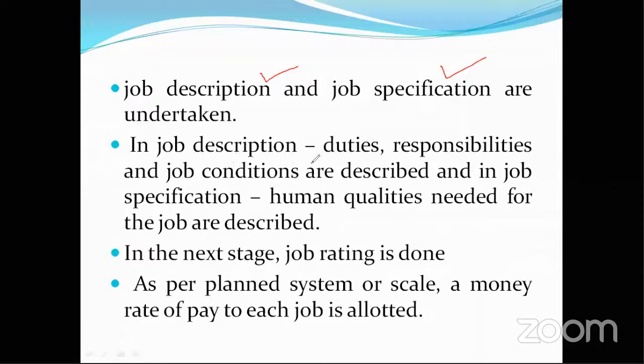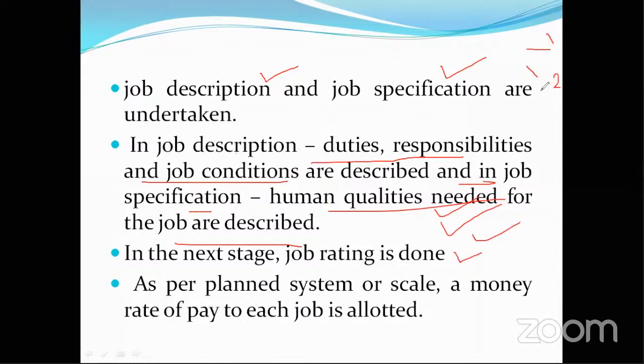In a job description, duties, responsibilities, and job conditions are described. And in job specification, human qualities needed for the jobs are described. Human qualities means what is the educational qualification, what is his technical qualification, any other qualities are required or not. Everything will be mentioned. In the next stage, job rating is done. Job rating means first rate in college, principal, second rate to lecturers, third rate to various non-teaching posts. Like that. So that is job rating.